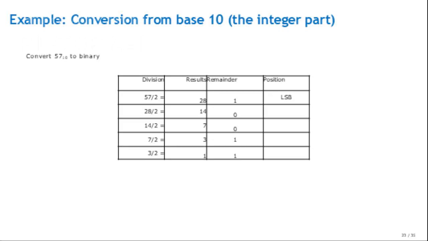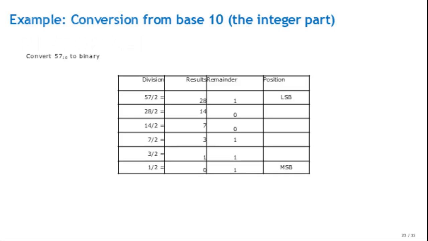With each division, we are constructing the binary number bit by bit. The remainders are crucial as they represent the binary digits. Finally, we reach the last division step. The remainders collected from bottom to top give us the complete binary number.